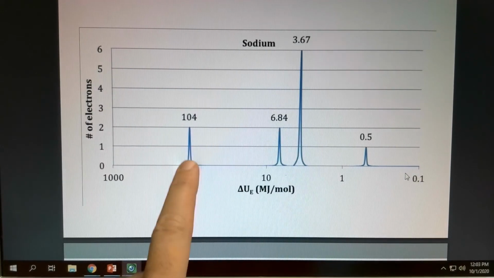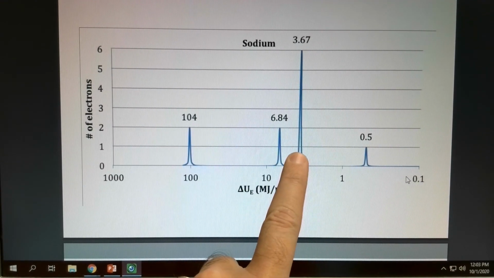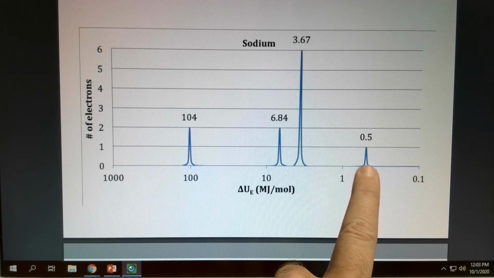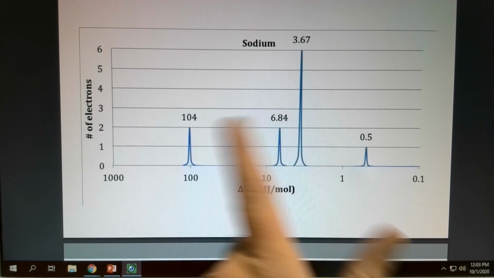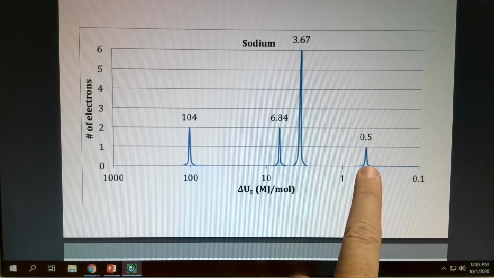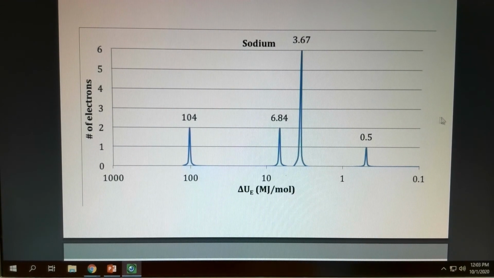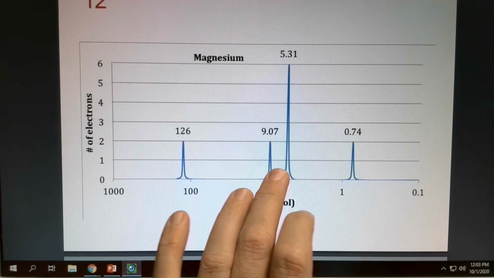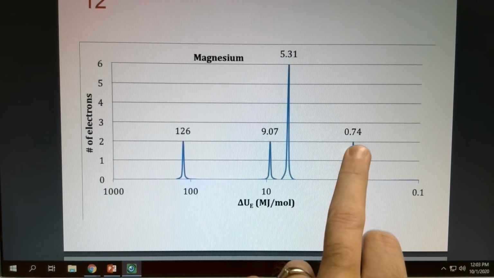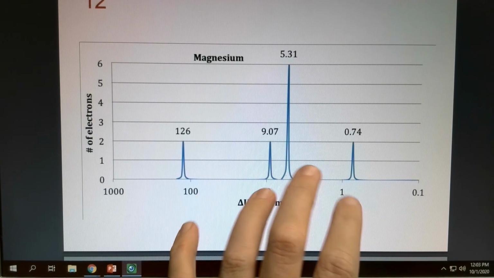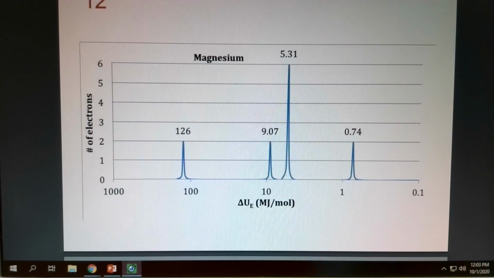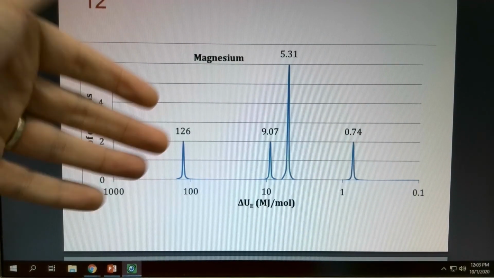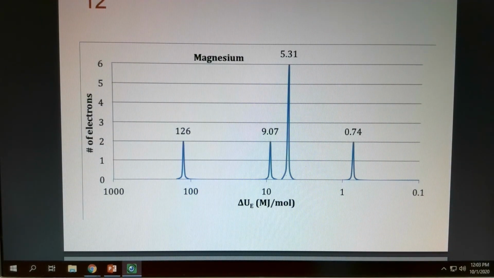Now we have 1s2, 2s2, 2p6. Then here's a little peak here. What's that one? Hopefully you said 3s1. Okay, so 1s2, 2s2, 2p6, 3s1 for sodium. And now we have magnesium, 1s2, 2s2, 2p6, 3s2. Okay, so a question might say how many different orbitals are present, and again you'd count the peaks here. That's how many orbitals: 1s, 2s, 2p, 3s.